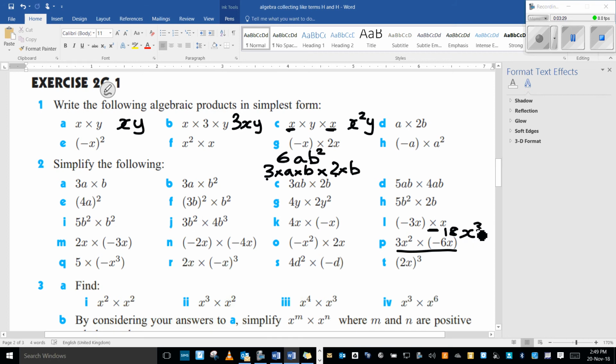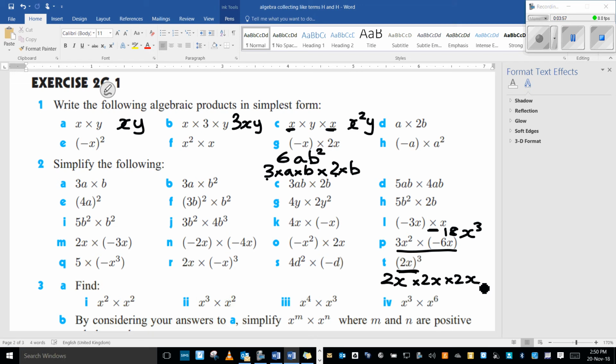Yes? Awesome. This one here, we've got to be careful. We remember that 2x is in the bracket. Now, everything in the bracket is raised to the power of 3. So, if we were to expand this out, we would write 2x multiplied by 2x multiplied by 2x. You all happy with that? Because 2x is in a bracket and it's all cubed.